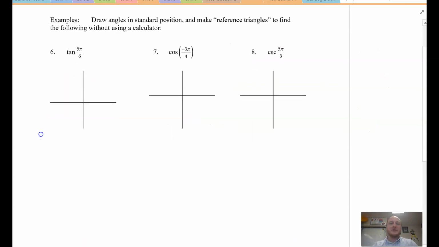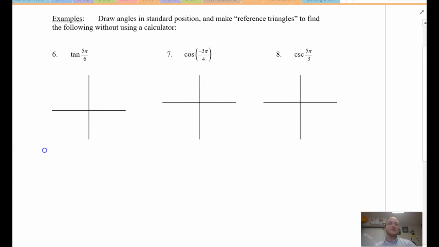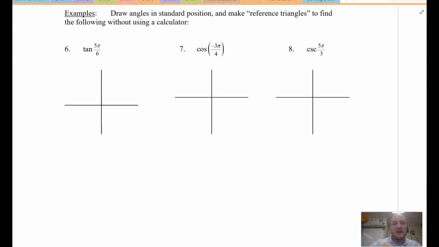Next, draw the angles in standard position and make reference triangles. So this is what we did in the previous video, but with degrees, and now we have radians instead. So tangent of 5 pi over 6. Okay, 5 pi over 6, that's right here, right? And there's my triangle, and that makes a 30-degree angle, right? This is 30 degrees, or pi over 6 in here.